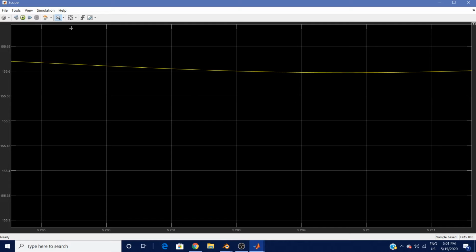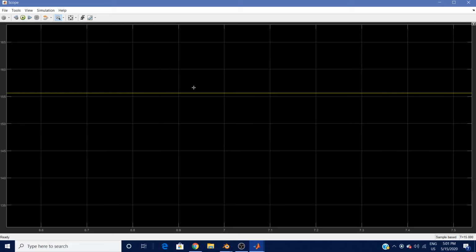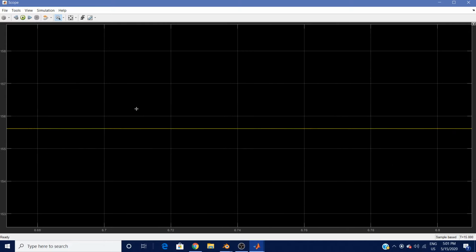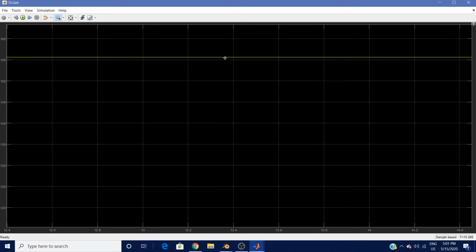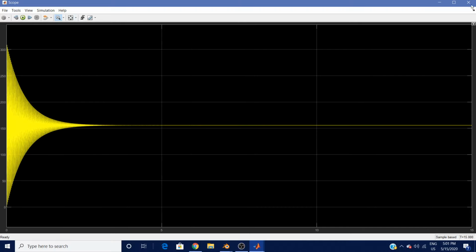You can see that it is oscillating about 155-ish, and it's not really oscillating to 157, which is what we wanted. So we wanted it to reach 157, but it isn't. There's a steady state error right here. And you can see that, yeah, it does oscillate within that much itself. It doesn't ever reach 157. It remains at 155, slightly above that. It doesn't reach 157. So that was the steady state error.